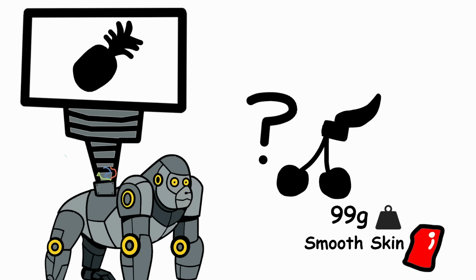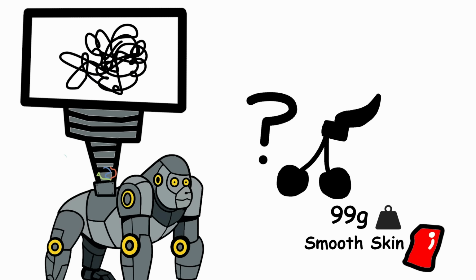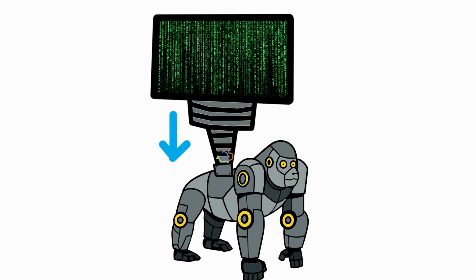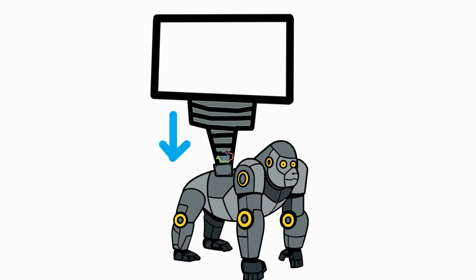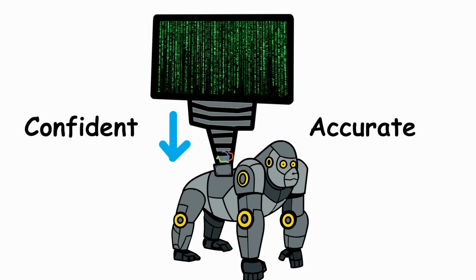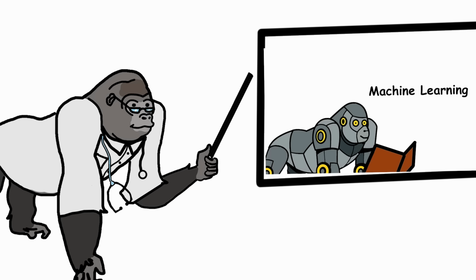But what if we give it a fruit that's 99 grams and smooth? AI monkey might hesitate or guess incorrectly. That's where more training data comes in. The more examples you give it, ripe, unripe, weirdly shaped, mutant fruits, the more confident and accurate it becomes. This is machine learning in a nutshell.